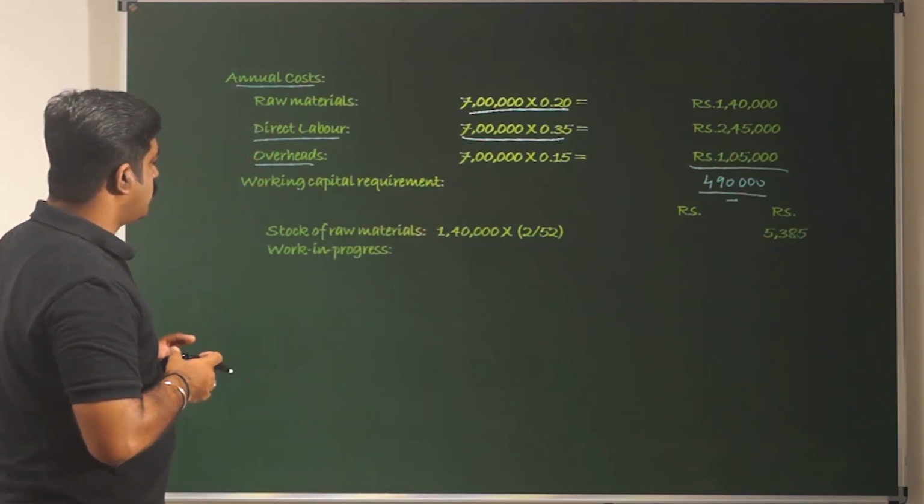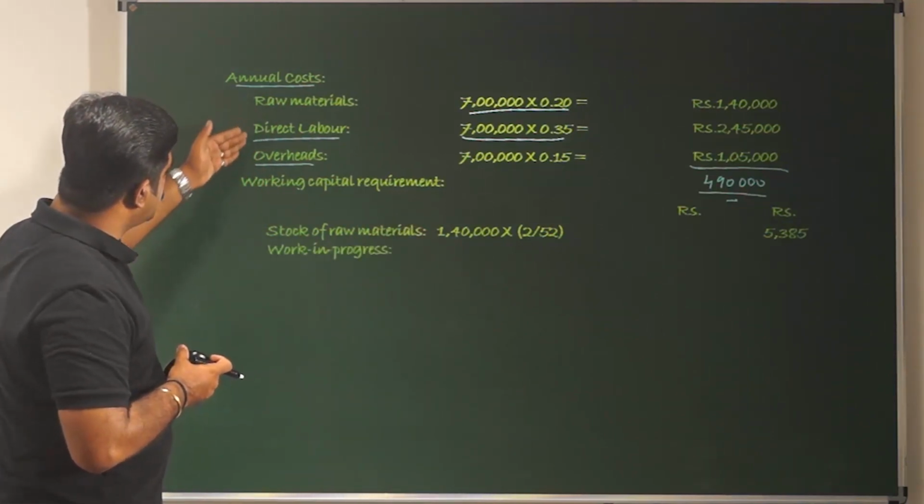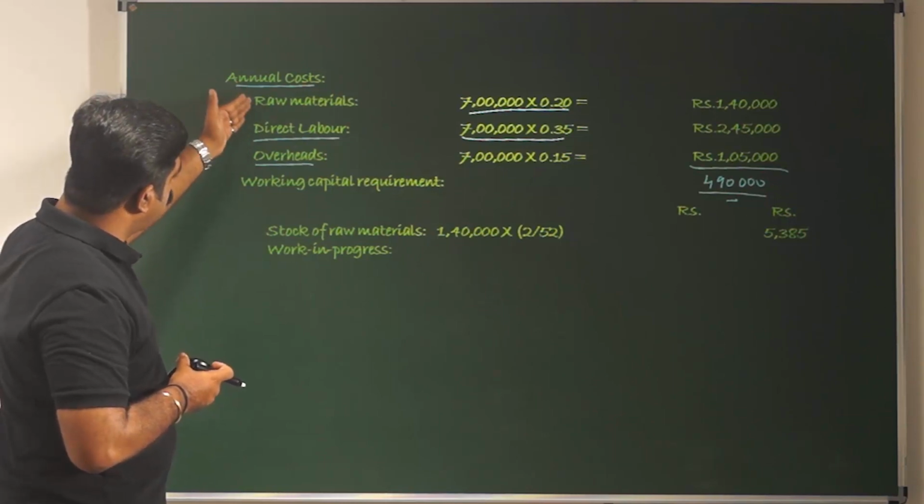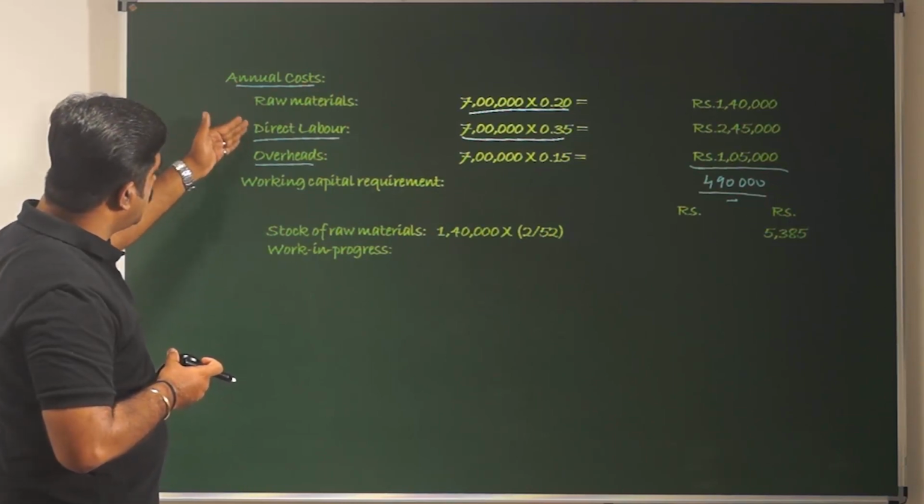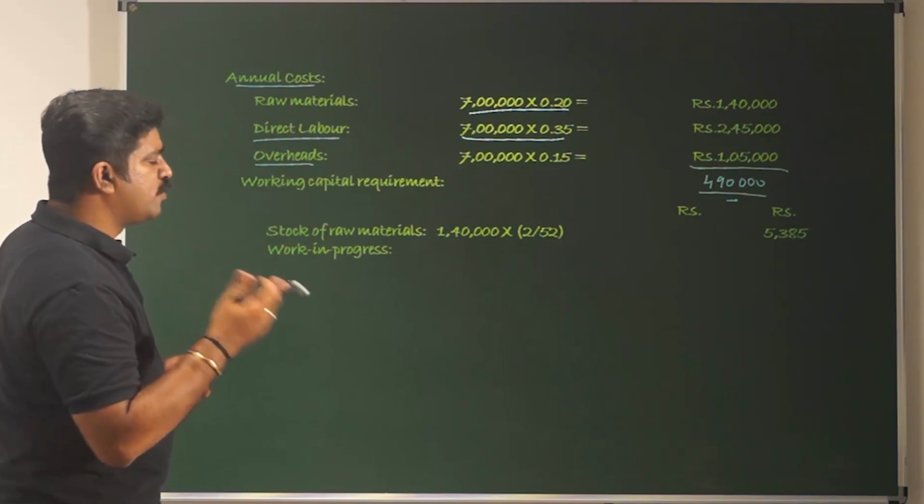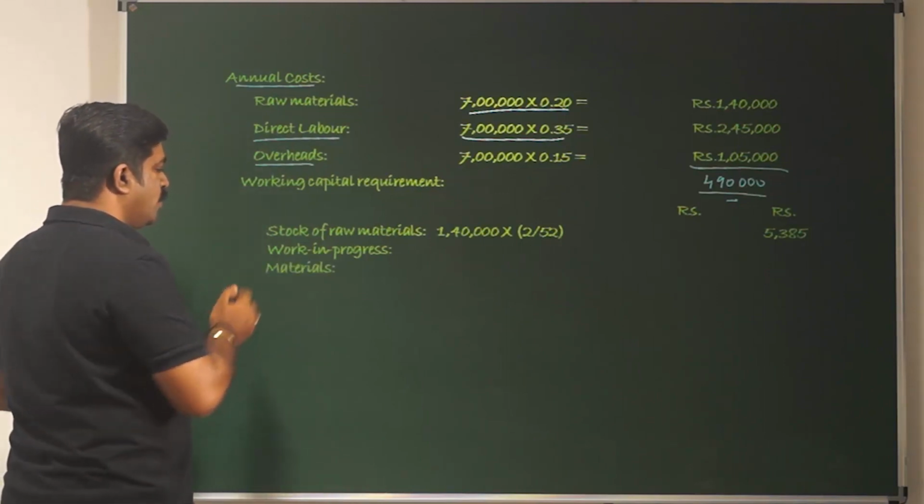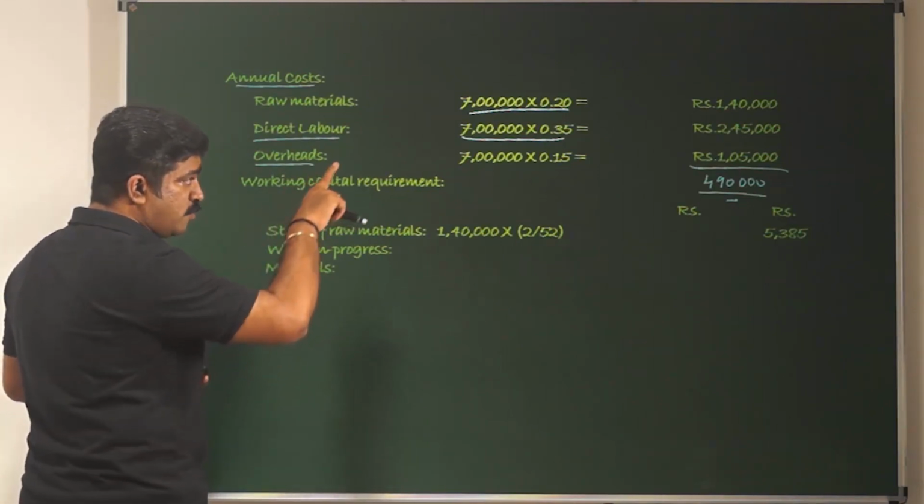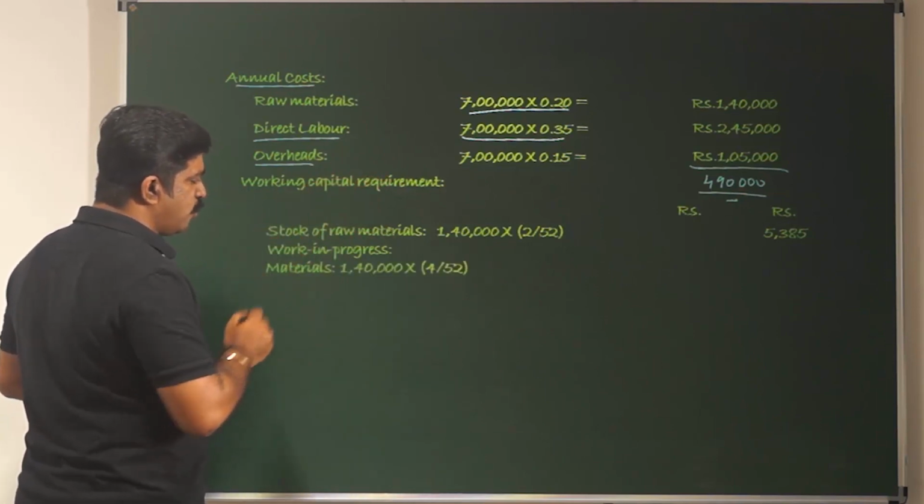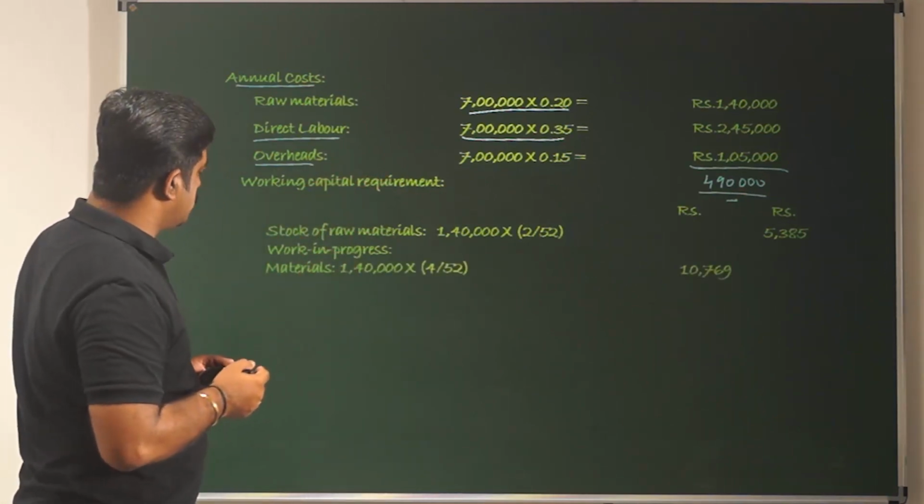Then comes work in progress. Work in progress will have all the 3 elements, but raw material will be there for entire 4 weeks, whereas direct labor and overheads will be on an average for 4 weeks. It's equivalent to 2 weeks. So we take material, 4 weeks material. 140 is for 52. What is for 4? So its value is 10,769.